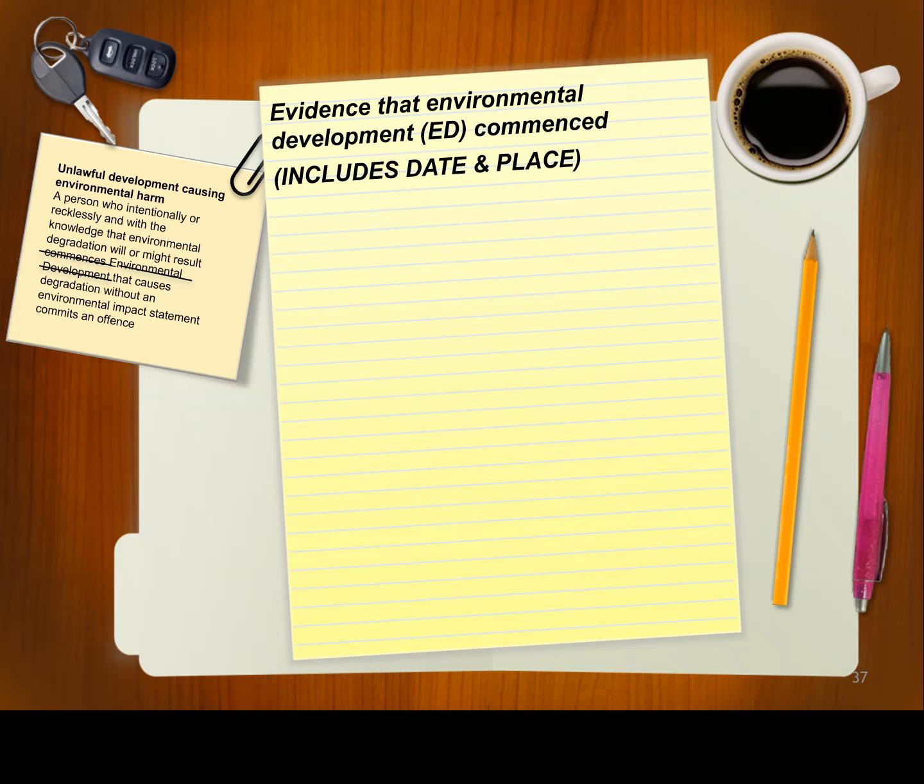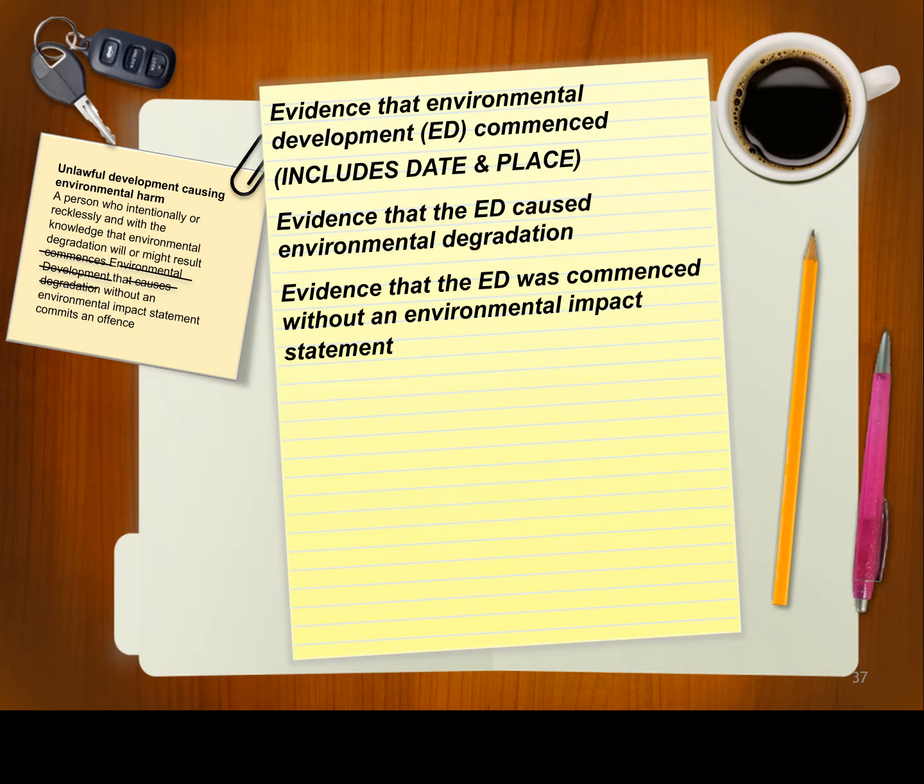So the second physical act we need to prove is that the evidence of the environmental development caused environmental degradation. And we cross that out. And the third physical thing that we need to prove is that environmental development was commenced without an environmental impact statement.